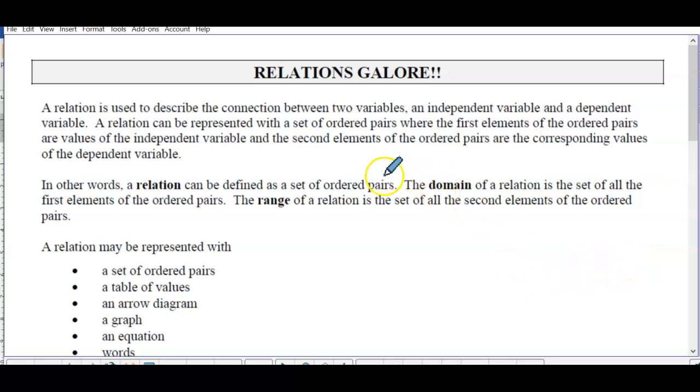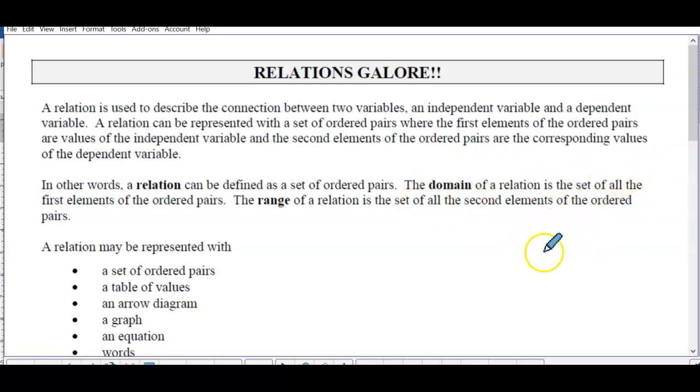Just a reminder, a relation is used to describe the connection between two variables, an independent variable and a dependent variable. A relation can be represented with a set of ordered pairs where the first elements of the ordered pairs are values of the independent variable. Second elements of the ordered pair are corresponding values of the dependent variable. In other words, a relation can be defined as a set of ordered pairs. The domain of a relation is a set of all the first elements. Range is a set of second elements in the ordered pair.